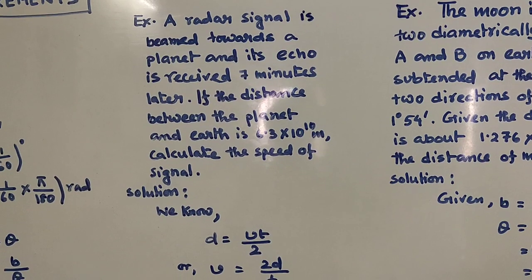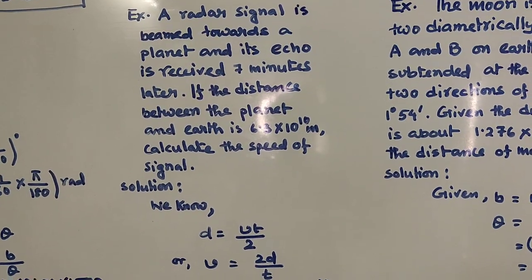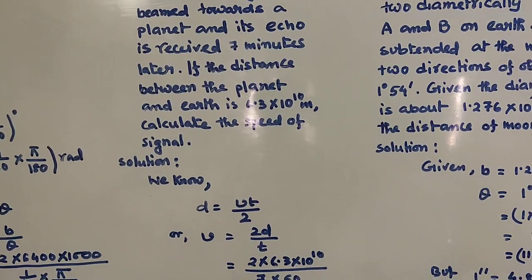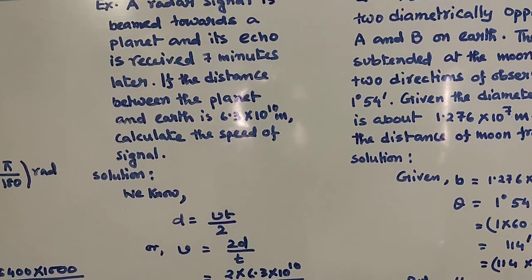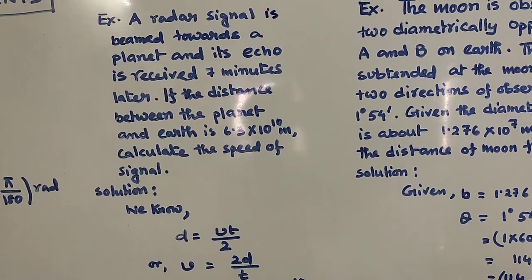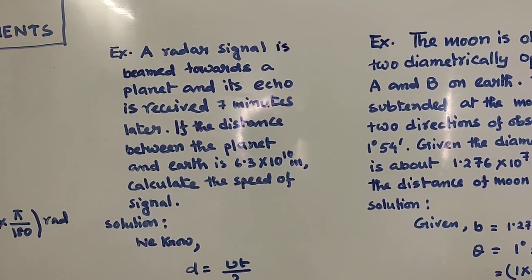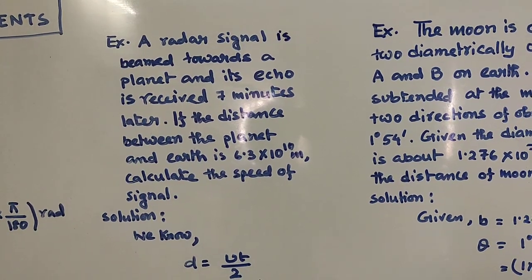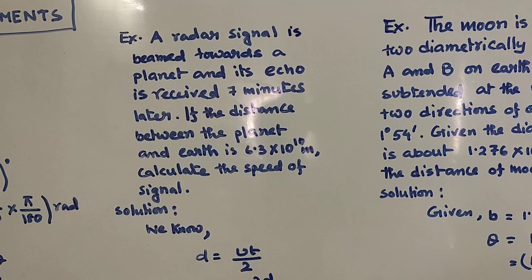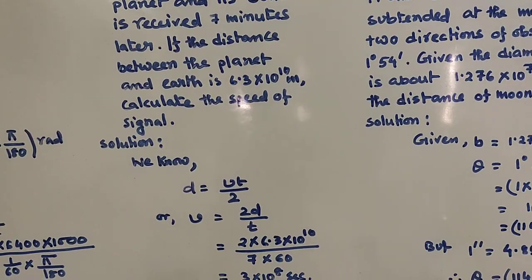So the formula which we are going to use here is D equal to Vt by 2. Now V is your 2D by T. So D is given, D is your what? That is nothing but the distance between planet and earth. Okay, the distance between planet and earth is 6.3 into 10 to the power 10 meter.